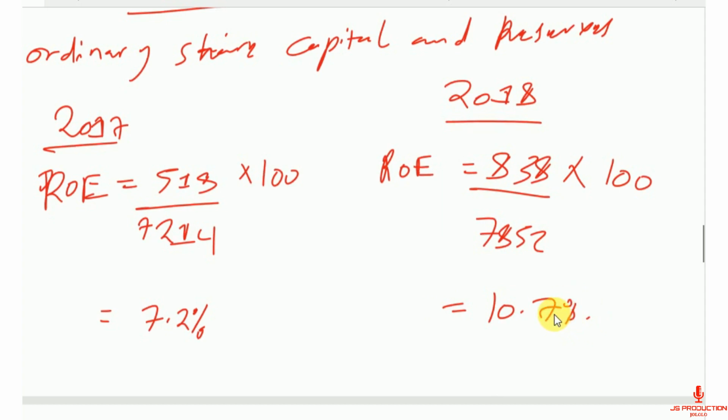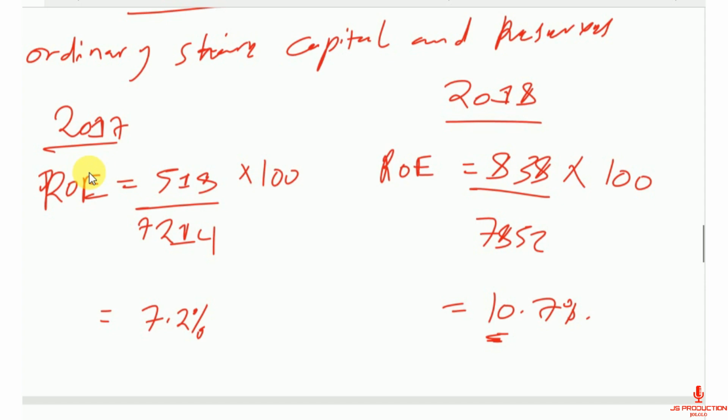So theoretically, the higher the ratio for the return on equity, the better, since a higher ratio suggests effective trading. So as you can see here, that means that there was effective trading in 2018 as compared to 2017. This is because our return on equity was 10.7% in 2018, and it was 7.2% in 2017.